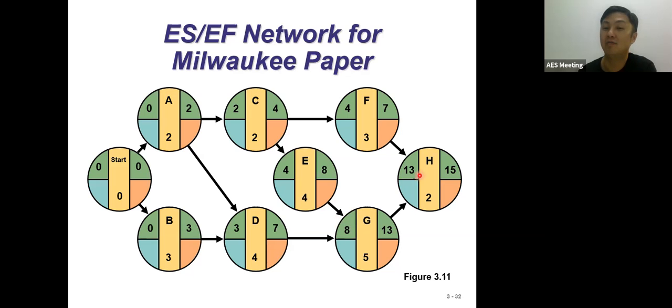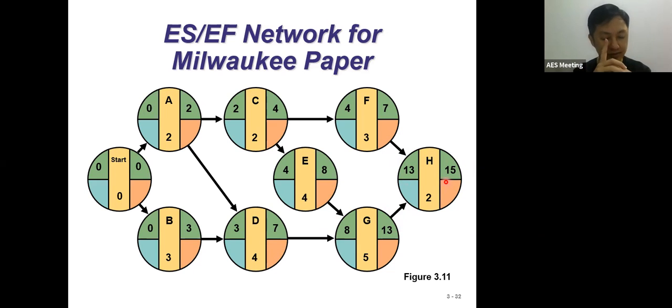So how about H? H, how many predecessors? F and also G. We have 13 here and 7 here. Which one should you select? 13 here. Once you select this, you will get 15 as your answer. So what is this 15 for you? 15, by right.